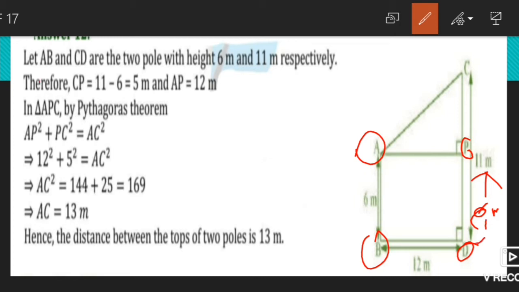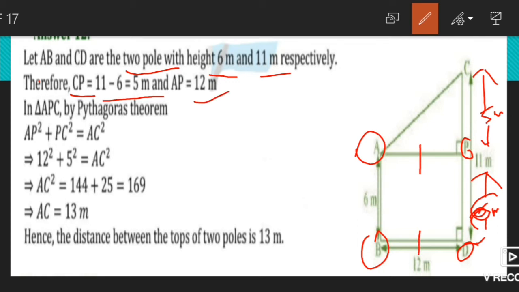So AB and CD are two poles of height 6 meter and 11 meter respectively. Here I said that PD will be 6 meter, and this whole length CD is equal to 11 meter. That means CP will be 11 minus 6, that is 5 meter. That's why I have written CP is equal to 11 minus 6, that is 5 meter. And since AP is equal to BD, AP will be 12 meter from the figure.